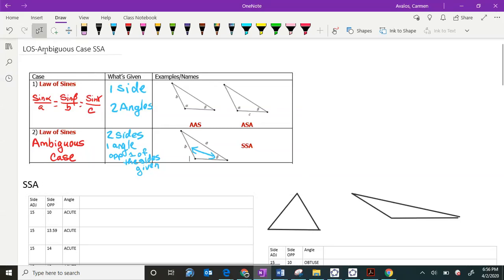Today we're doing the law of sines, LOS, of the ambiguous case. That is when you're given two sides and an angle, but not just any angle. If we're given two sides, then it has to be an angle opposite of those two sides. So if we're given side B, then it has to be beta.